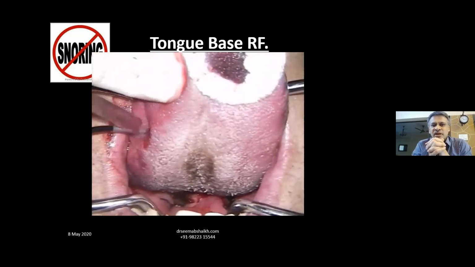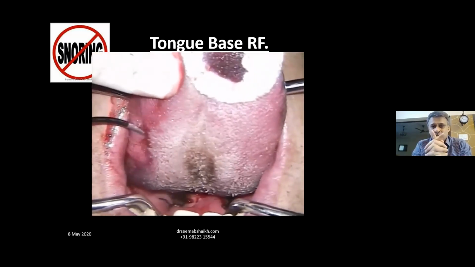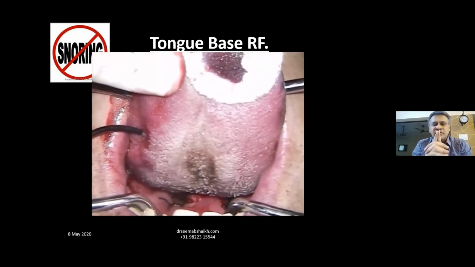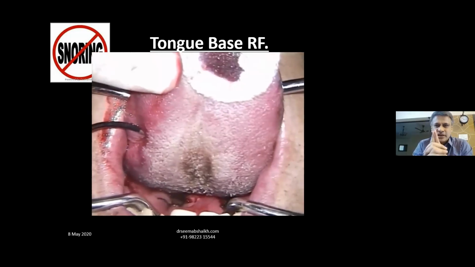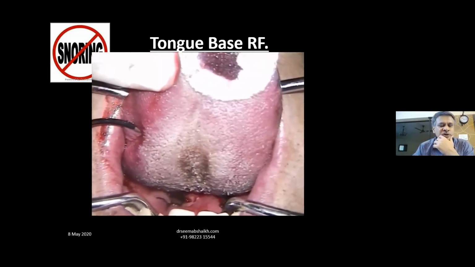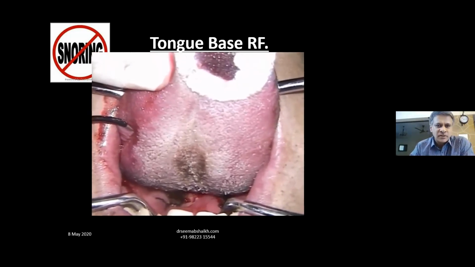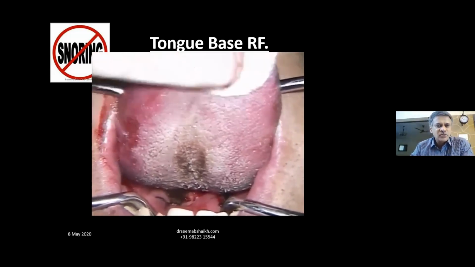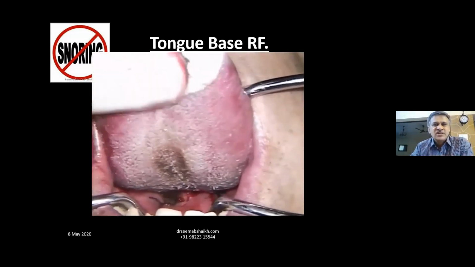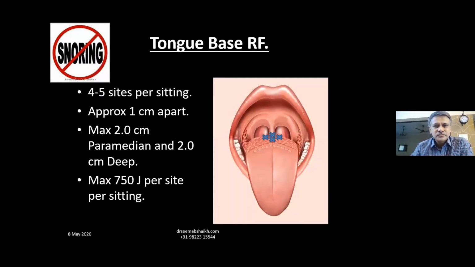And as long as you are above the mucocutaneous junction, but yet in the deeper part of the tongue, in the muscular part of the tongue, then there is generally not a problem, and the ulcerations and even the neurovascular bundle issues really don't come too much into the picture there. And you can have at least about 4 channeling insertions done on the side also. Now there are 4 or 5 sites per sitting, each one about a centimeter apart.